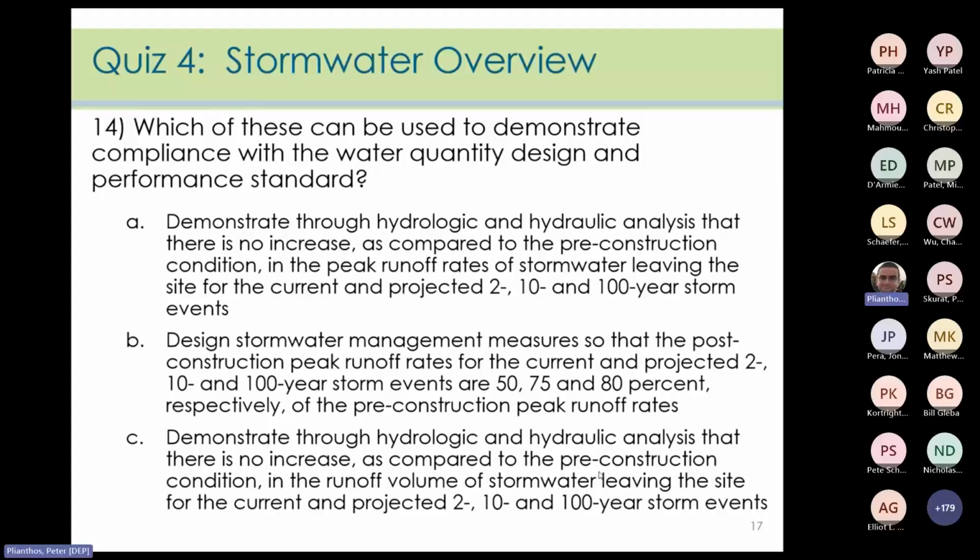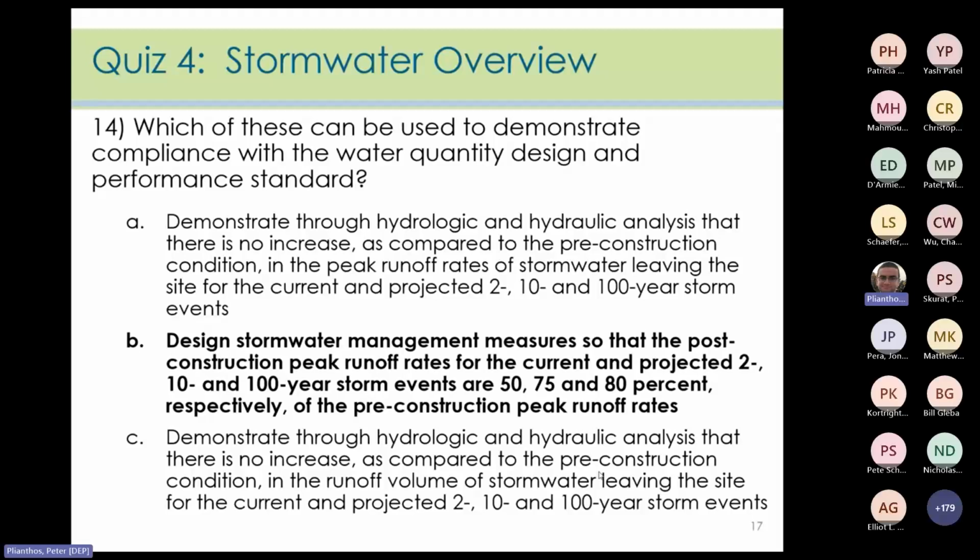Question 14. Which of these can be used to demonstrate compliance with the water quantity design and performance standard? The correct answer is B. Design stormwater management measures so that the post-construction peak runoff rates for the current and projected 2, 10, and 100-year storm events are 50, 75, and 80% respectively of the pre-construction peak runoff rates.